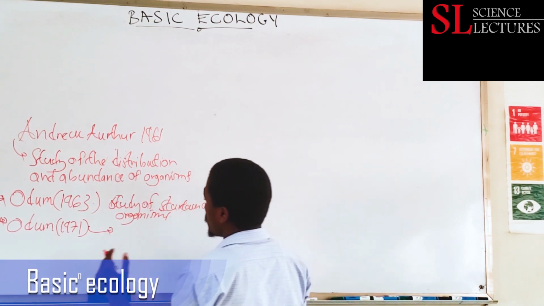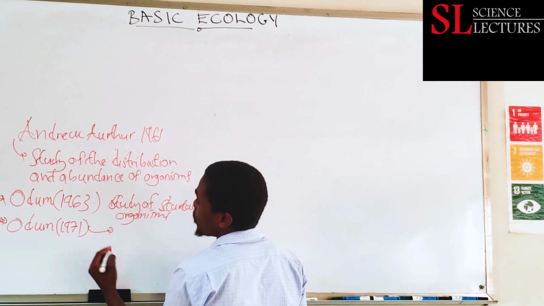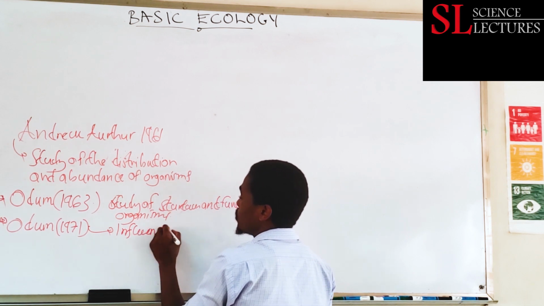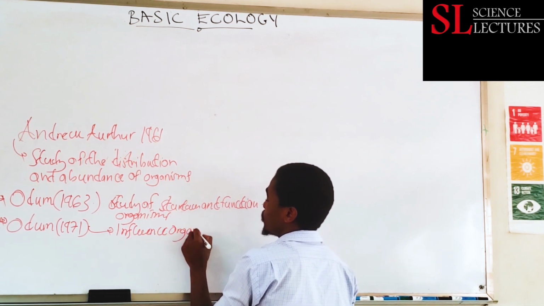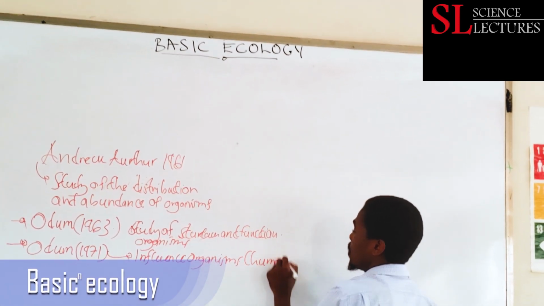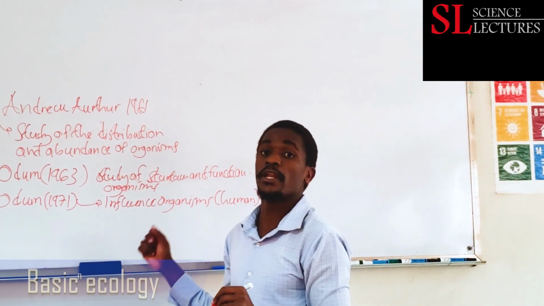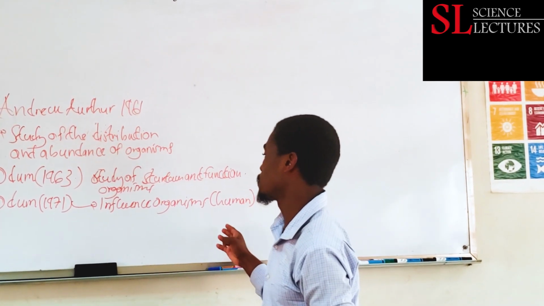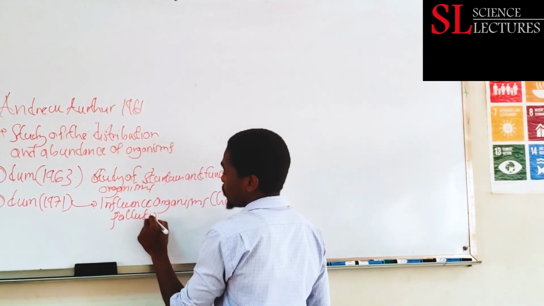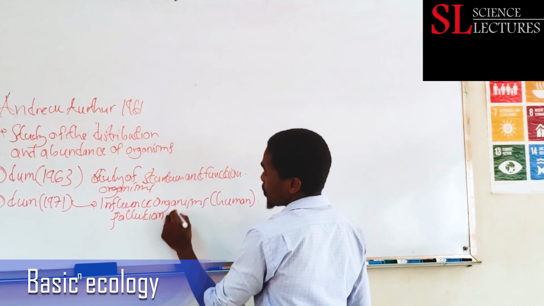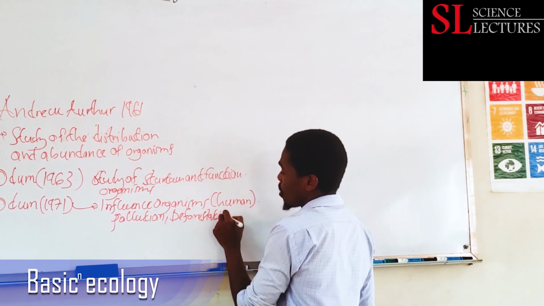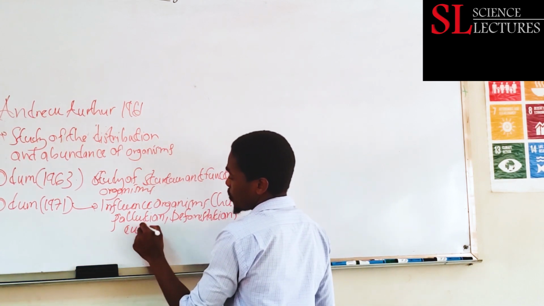And he defines this simply as the study of how different factors influence organisms. But it studies these factors in the form of human factors. The influence of human factors on the distribution of different organisms. And such human factors, he highlighted things like pollution and deforestation. We can also think of things like eutrophication.